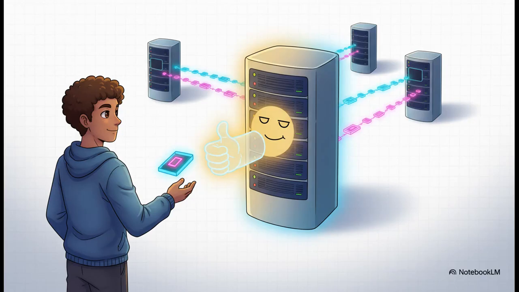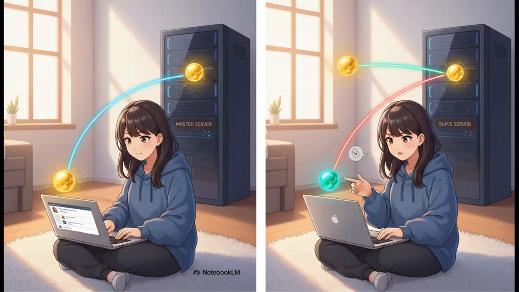But see, that first model, it had a catch. A really big one. The whole process was asynchronous. Now, what that means is when you wrote some data to the master, it didn't wait around to see if the slaves got the message. It just said, yep, got it, and moved on, figuring it would send the updates over to the slaves whenever it got a chance. And this created the classic and super annoying problem of stale reads.